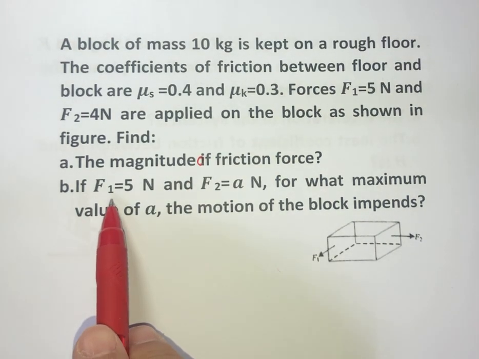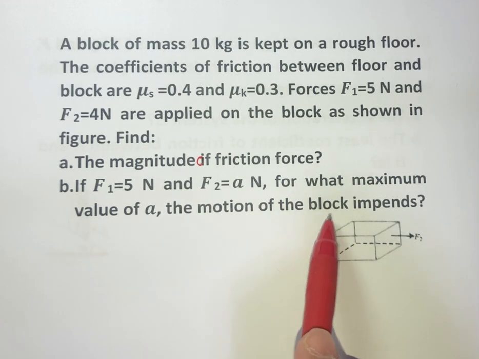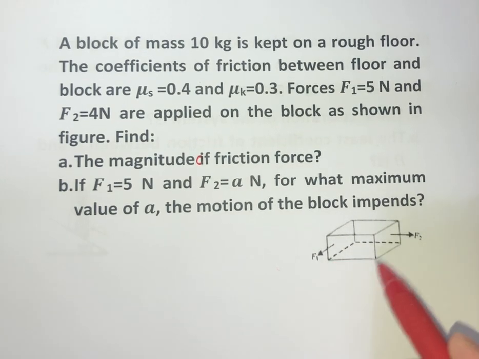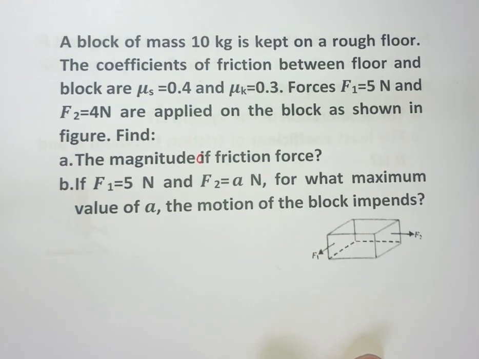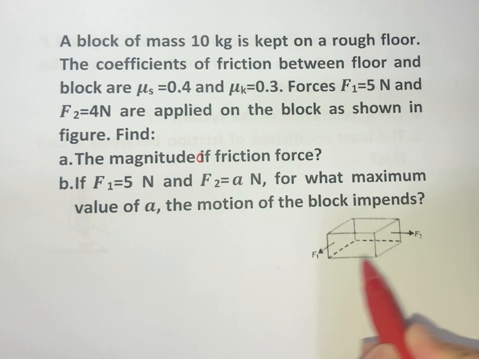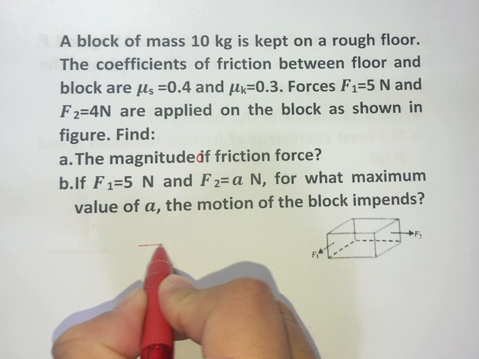And B, if F1 is 5 and F2 is A Newton, for what maximum value of A the motion of the block impends. So this is the block, with two forces being applied to it. We are supposed to find out what will be the frictional force. First of all, let's find out what will be the net force which will be acting because of this F1 and F2. So we can resolve this.